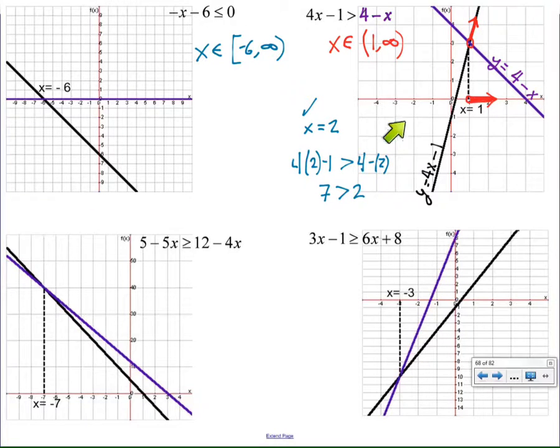And then we can see that if we go larger than 1, the line that's really steep, 4x minus 1, should be above 4 minus x. So that happens for all x's larger than 1.